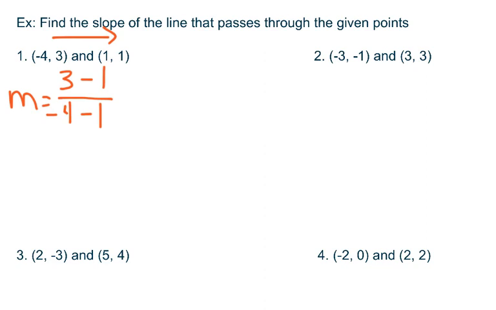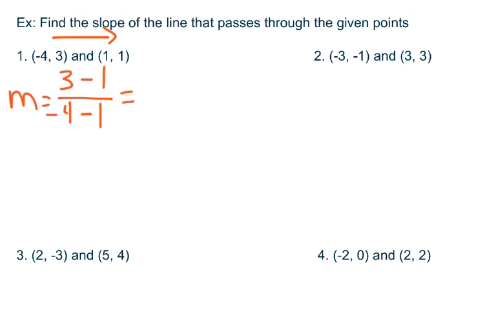You have to go in the same order for both y's and x's. You can't go 3 minus 1 and then 1 minus -4. It doesn't work that way. If you go left to right for the y's, you have to go left to right for the x's. If you wanted to go the other direction, and I'll give you that in just a second, hopefully what you're going to find is the same answer.